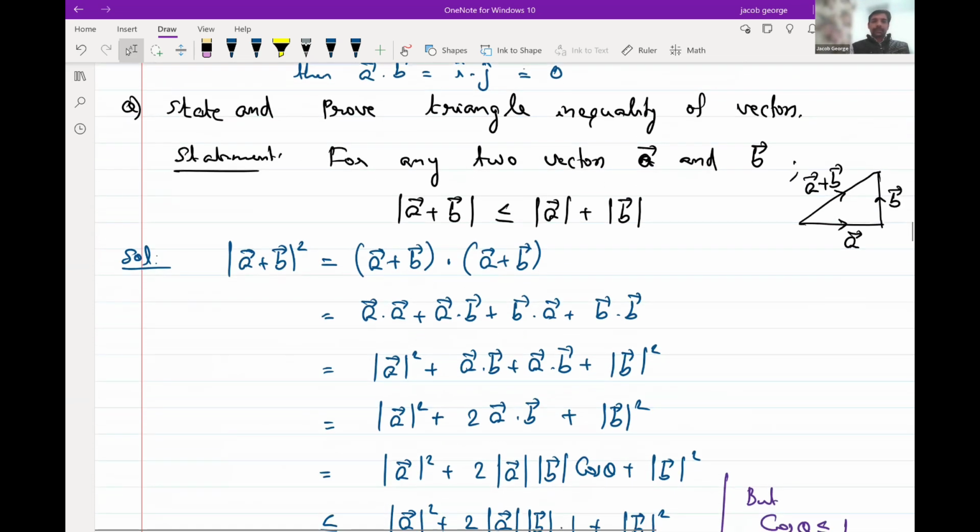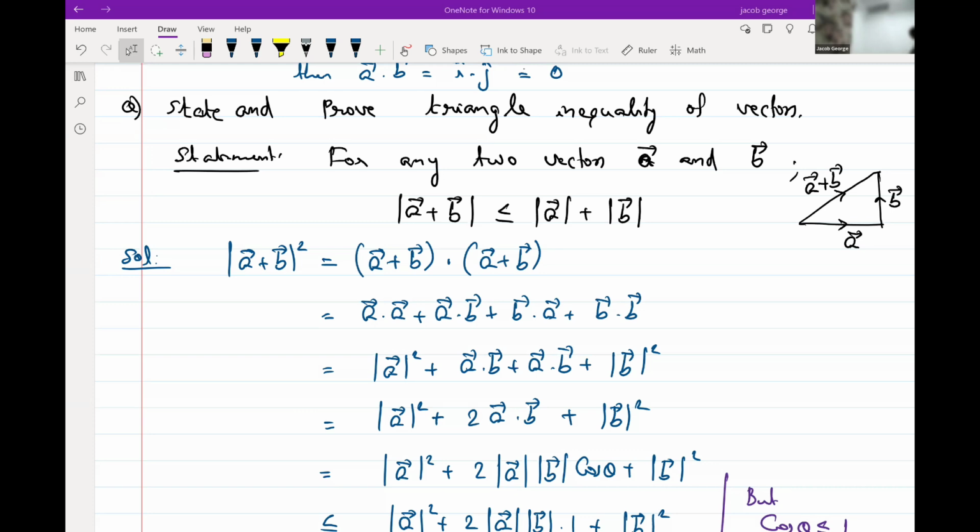Then this one is the triangle inequality. Triangle inequality is modulus of A plus B is less than or equal to modulus of A plus modulus of B. Here also we do squaring the modulus. When you square the modulus, how do we write it? That vector dot the same vector itself, right? A plus B dot A plus B. So then we get A dot A, magnitude of vector A square, then 2 times A dot B plus magnitude of vector B square.